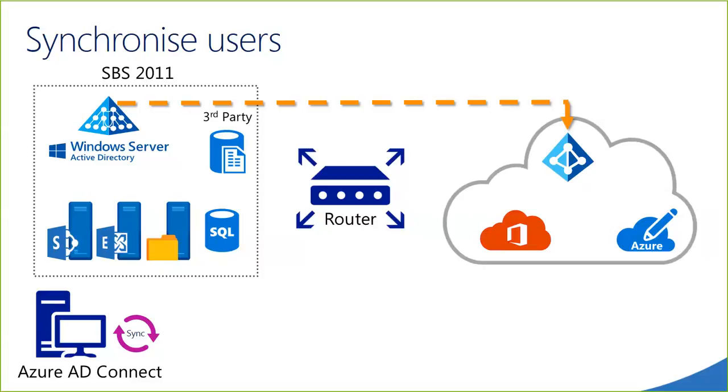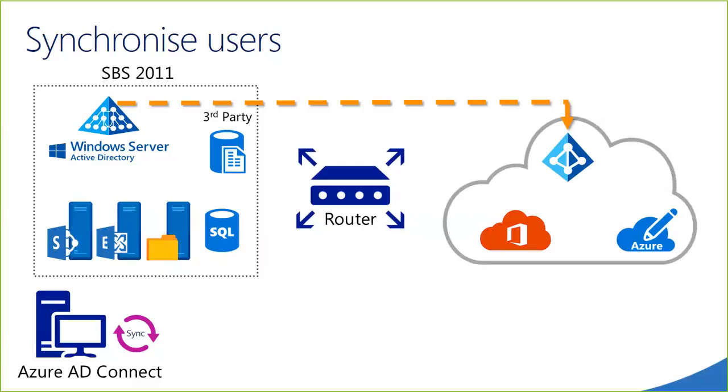So we have to have our synchronization software on a member server in our local environment to take identities from our SBS domain controller and basically synchronize to the cloud. Now, once we do that, we then have a copy of the users locally and a copy of the users in the cloud, so they can start consuming services like what's available from Office 365.